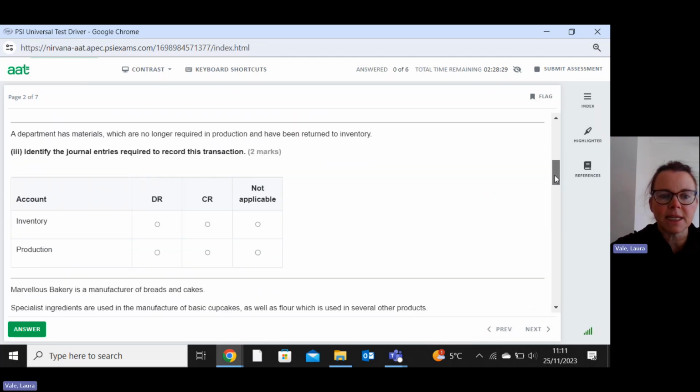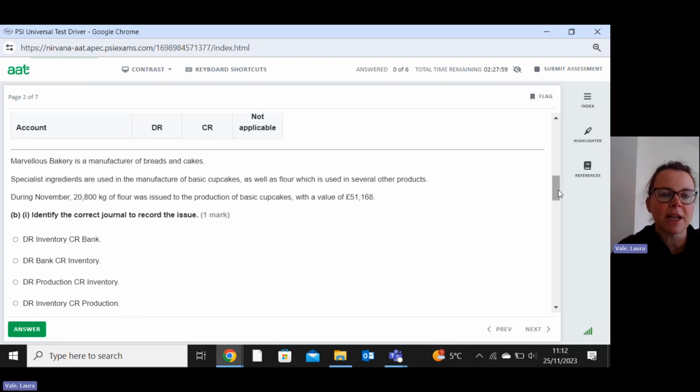A department has materials which are no longer required in production and have been returned to inventory. So identify the journal entry. So if it's been returned to inventory, my asset of inventory is increasing and I am no longer using it in production, so my production expense has reduced, hence debit inventory, credit production.